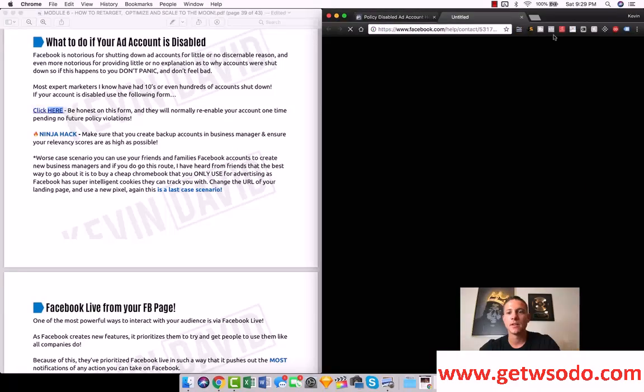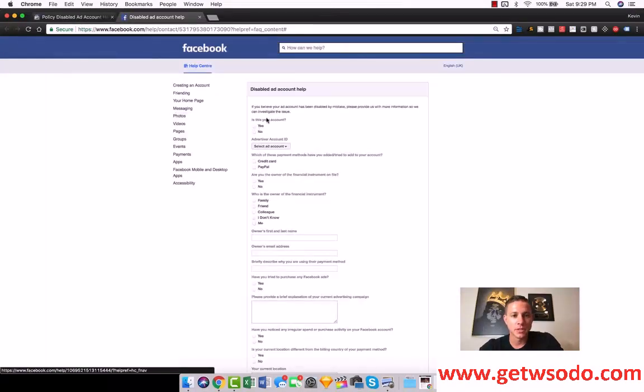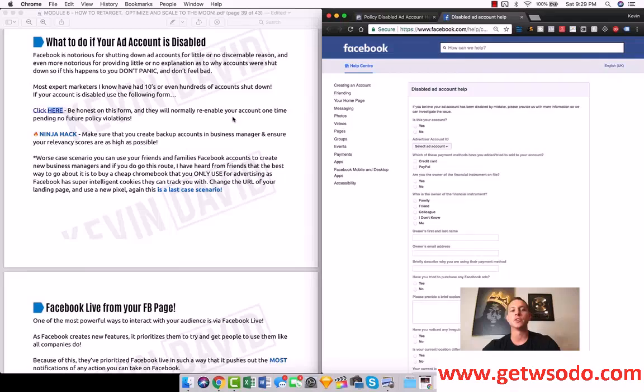There's also a secondary form here, which says if you believe your ad account has been disabled by mistake, please provide us with more information so we can investigate the issue. This has happened to me so often, guys, that I've really figured out a lot of different ways to actually contact Facebook.